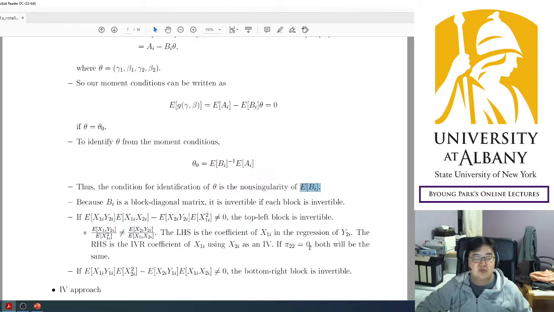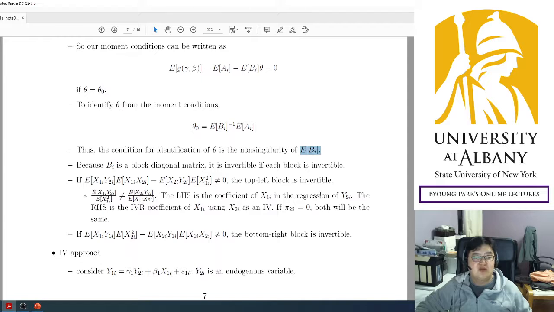So you can see that. Think about this: the left-hand side is the regression coefficient if you regress y2 on x1. And here, y2 is regressed on x1 using x2 as an instrument. So they should be different. If they are the same, there is some problem.